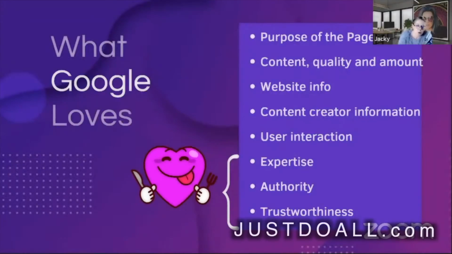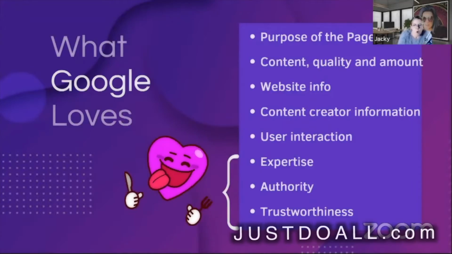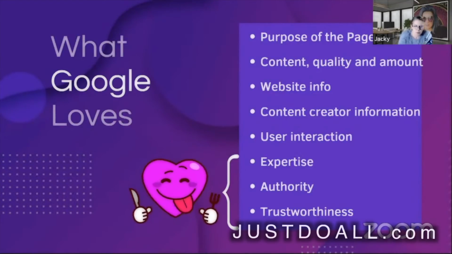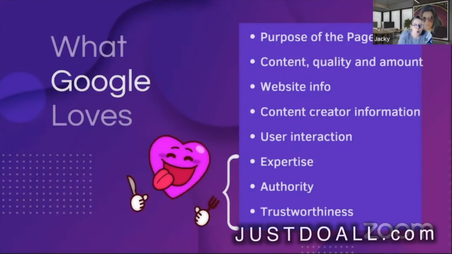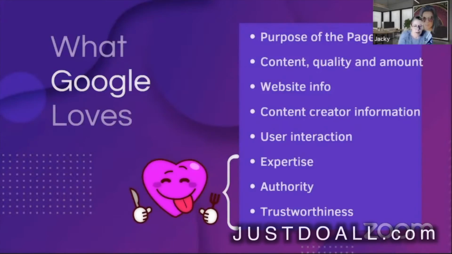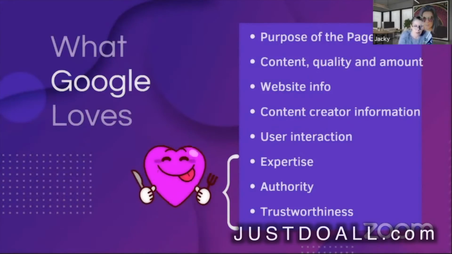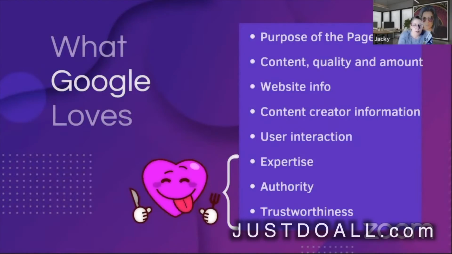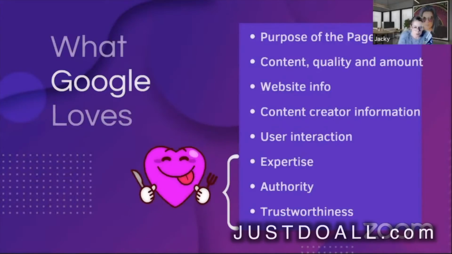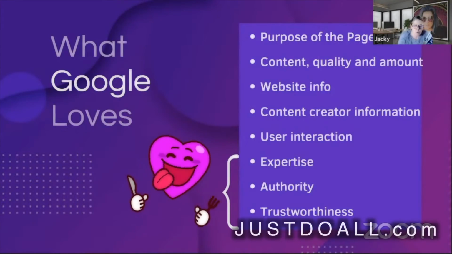Now let's look at what Google loves. First, the purpose of the page. What will the page offer the visitor? Is it helpful to the visitor? Content quality and amount. Is the information given correct? And is there enough information given to satisfy the visitor? Website info and the info about the content creator. Did you add the information about yourself and what your site is about, like your about page?